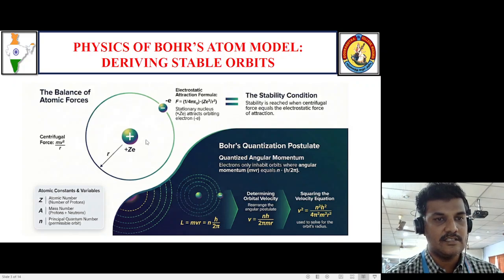atom exist. So here we can see the centrifugal force m v squared by r between the electron and the nucleus, and the electrostatic force of attraction, which is equal to 1 by 4 pi epsilon naught Z e squared by r squared. As suggested by Bohr in the first important postulate, the angular momentum L equals m into v into r, which is equal to n h cross.